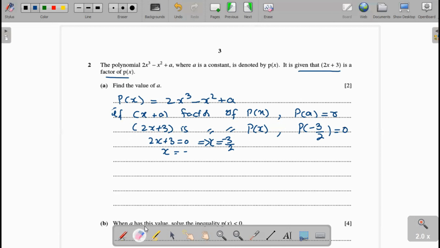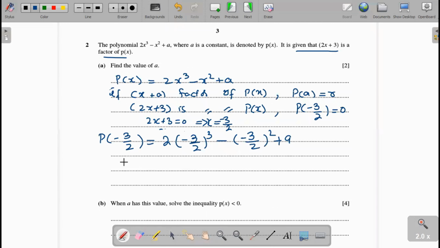Now we substitute x equal to minus 3 over 2 in this polynomial: p(-3/2) is 2 into (-3/2) cubed minus (-3/2) squared plus a, and the value of p(-3/2) is 0 because 2x plus 3 is a factor. Now (-3) cubed is minus 27, so this is minus 27 over 8, and (-3/2) squared is 9 over 4, plus a. That is equal to minus 27 over 4 minus 9 over 4 plus a, which is minus 36 over 4 plus a equal to 0.